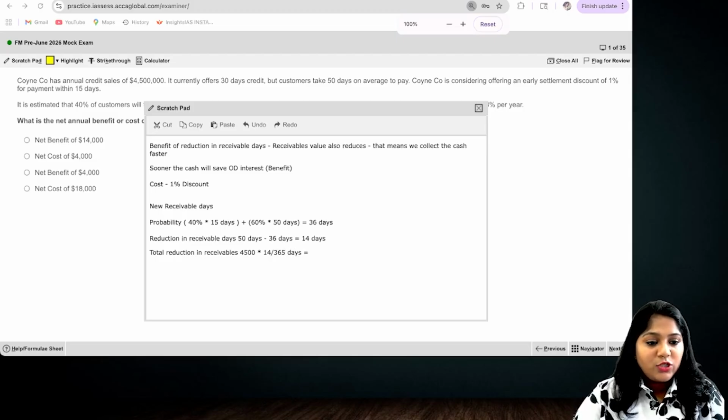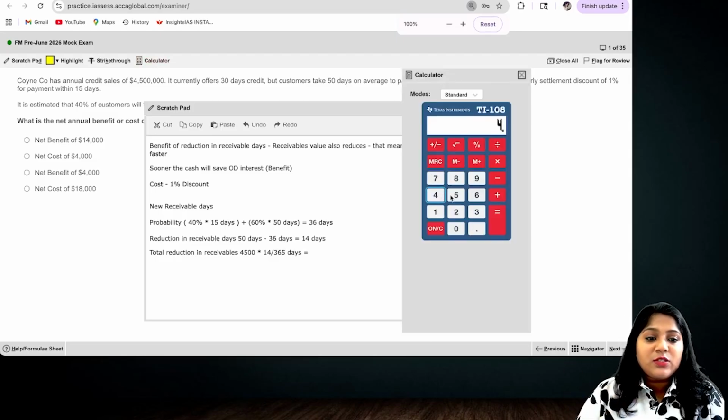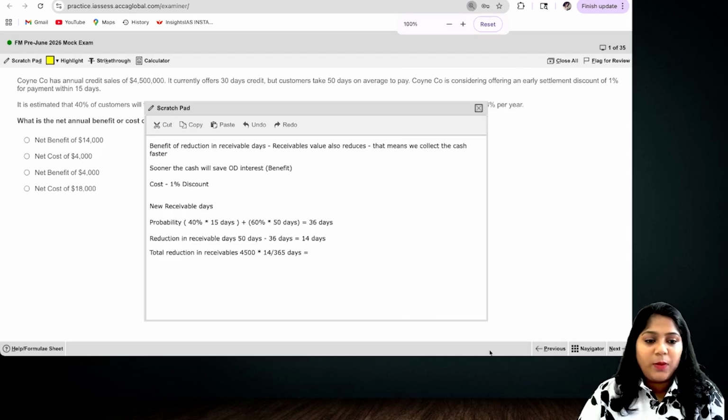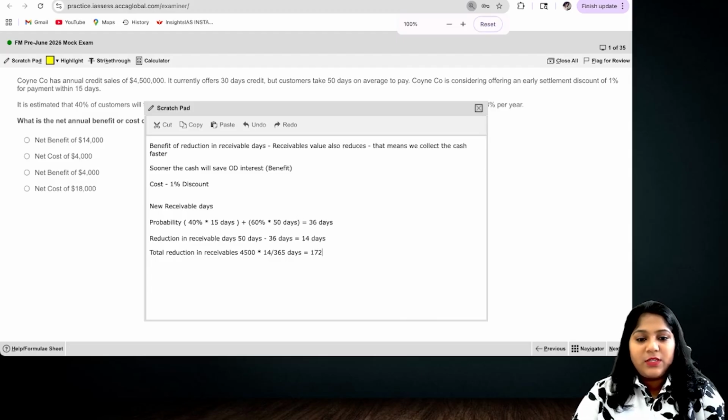How much is the total reduction in receivables that you can expect to have if you use the calculator? Once again, you can either use this calculator or you can use your own calculator that you take into the examination. That is totally up to you guys. So I can expect to have somewhere around $172,602 as the reduction. So the reduction will be close to $172,603. Let's keep 172,603. So the reduction in receivable means I will collect the cash so much faster.